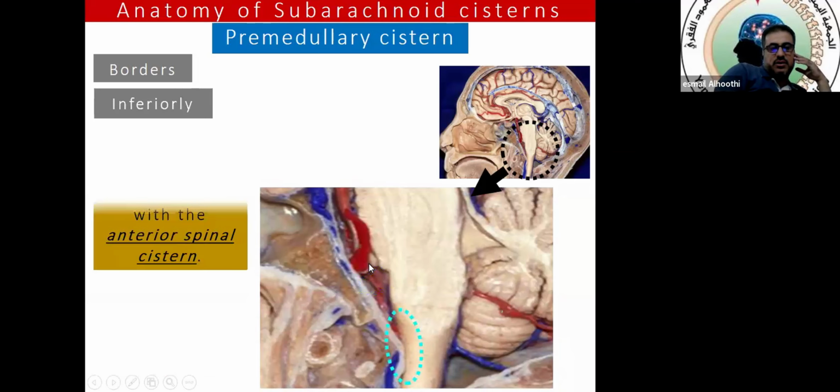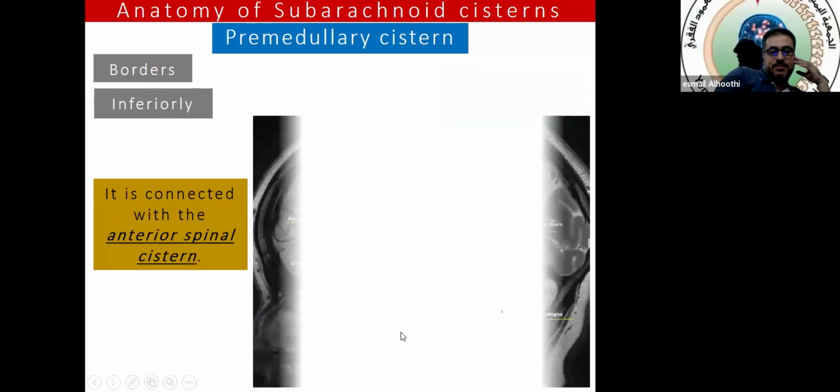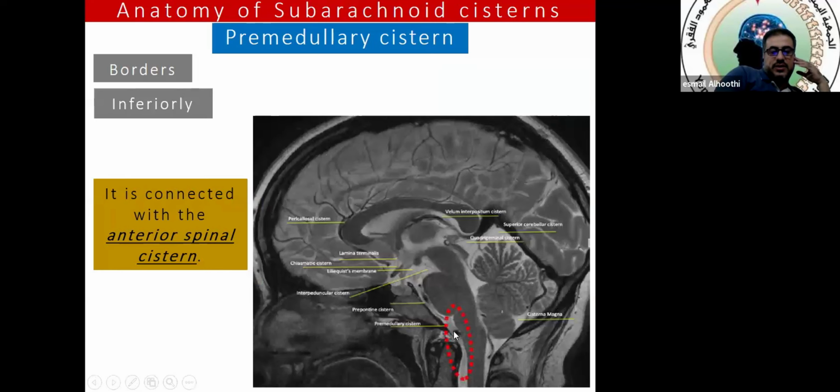The inferior border of the premedullary cistern opens directly to the anterior spinal cistern. From the premedullary cistern, the CSF communicates with the anterior spinal cistern. Also, we see in this MRI, this is the CSF in front of the spinal cord, which is called the anterior spinal cistern, and this is the premedullary cistern.